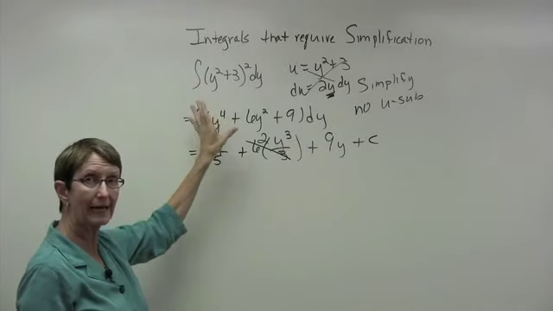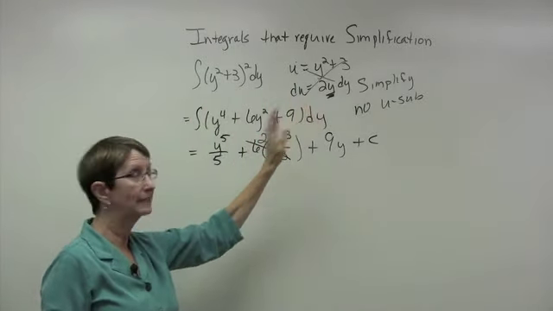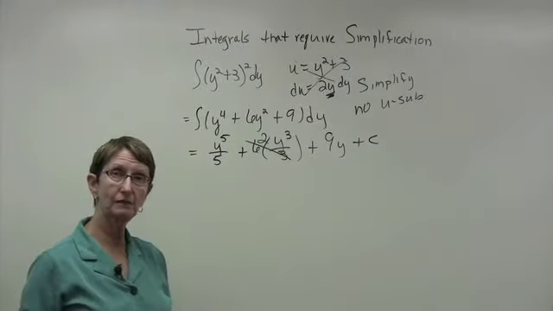We simplify by having to multiply it out. We could not use u substitution on it. And then we took each piece individually.